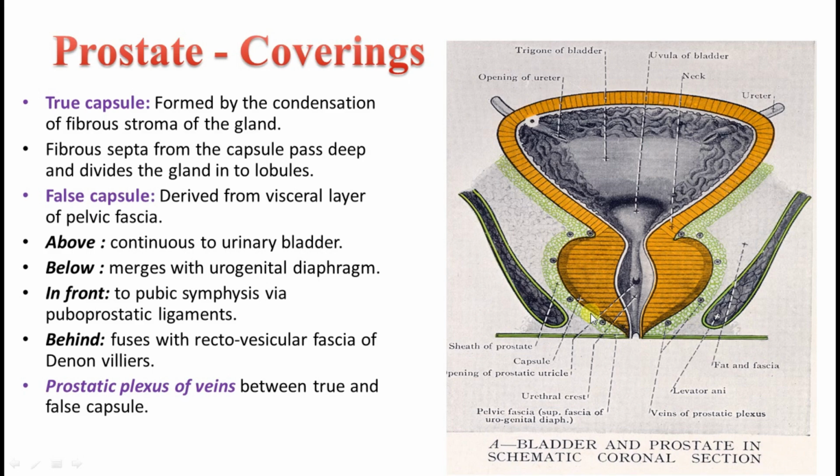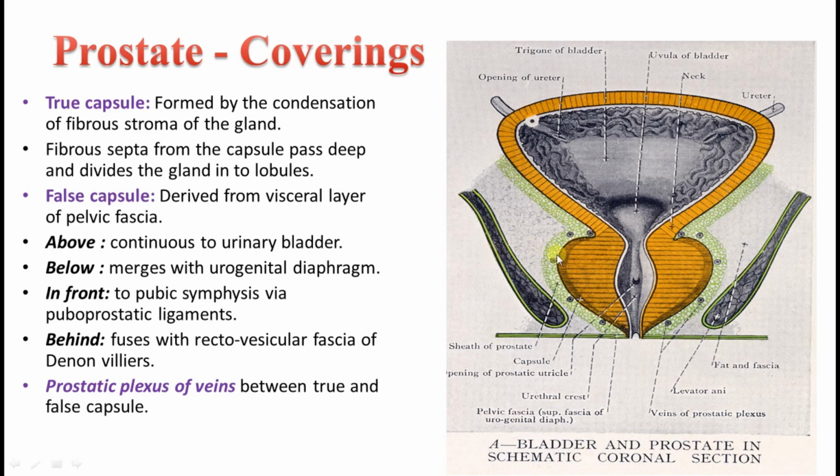That is very important clinically as well as surgically, because during prostatectomy, when the gland has to be removed, total prostatectomy, you remove the gland leaving the capsule. You don't remove the true or the false capsule, because if you try to incise the capsule, naturally the prostatic plexus of veins might rupture, causing an alarming hemorrhage.